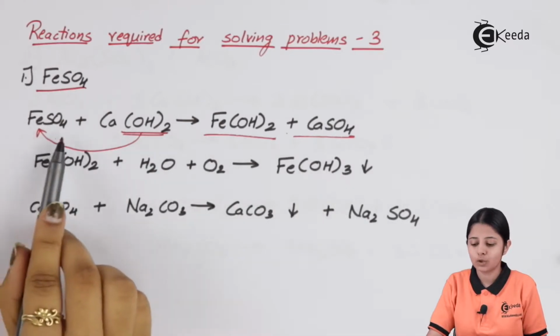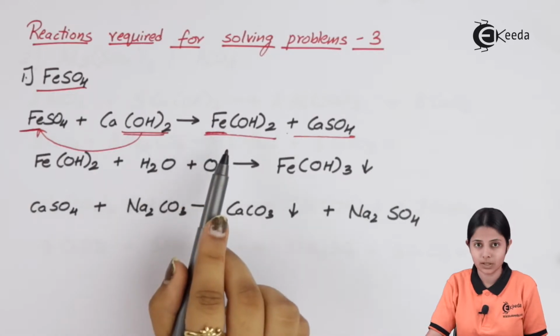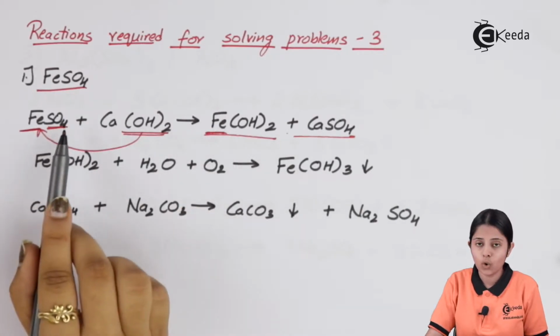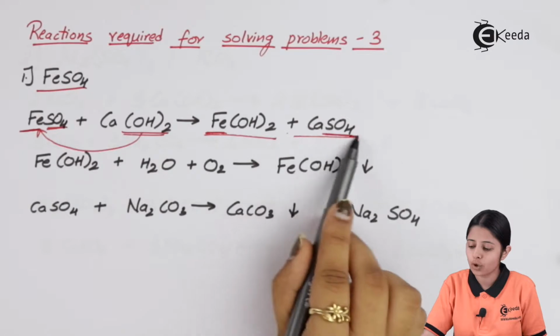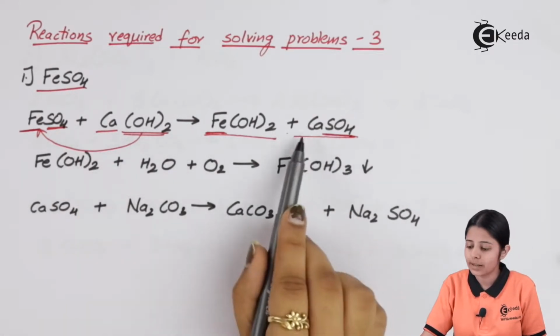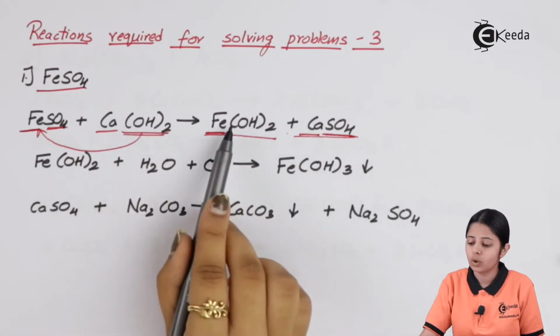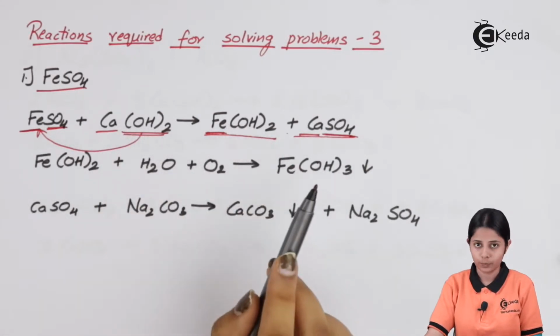I have FeSO4. Fe is 1 on the reactant side. I have 1 Fe on the product side. I have 1 SO4 on the reactant side, 1 SO4 on the product side. I have 1 calcium on my reactant side, 1 calcium on the product side. And I have (OH)2 over here. Also on the product side, I have (OH)2.